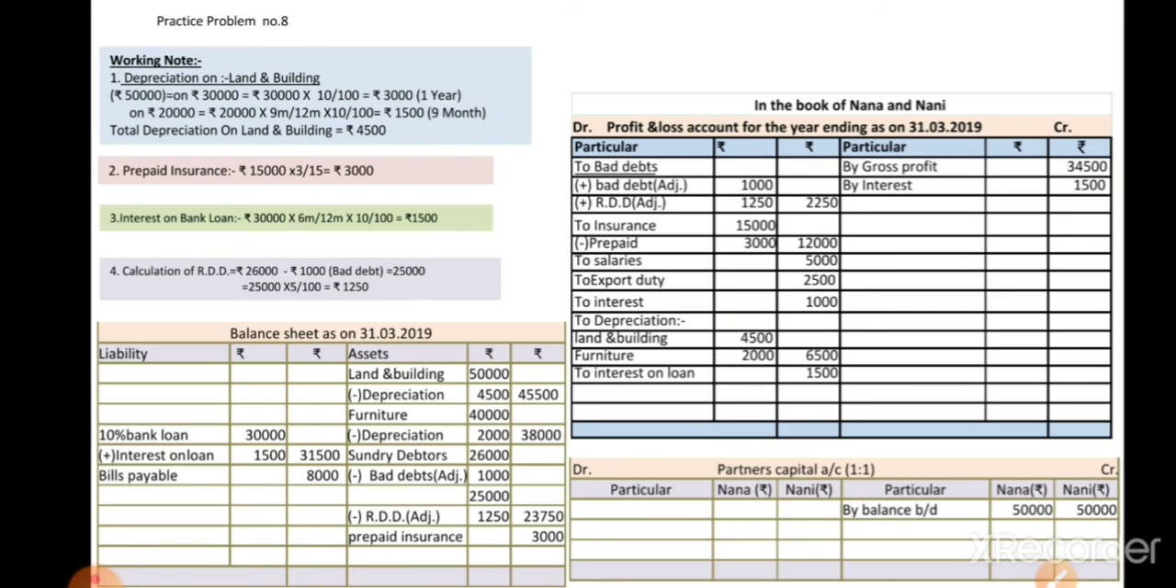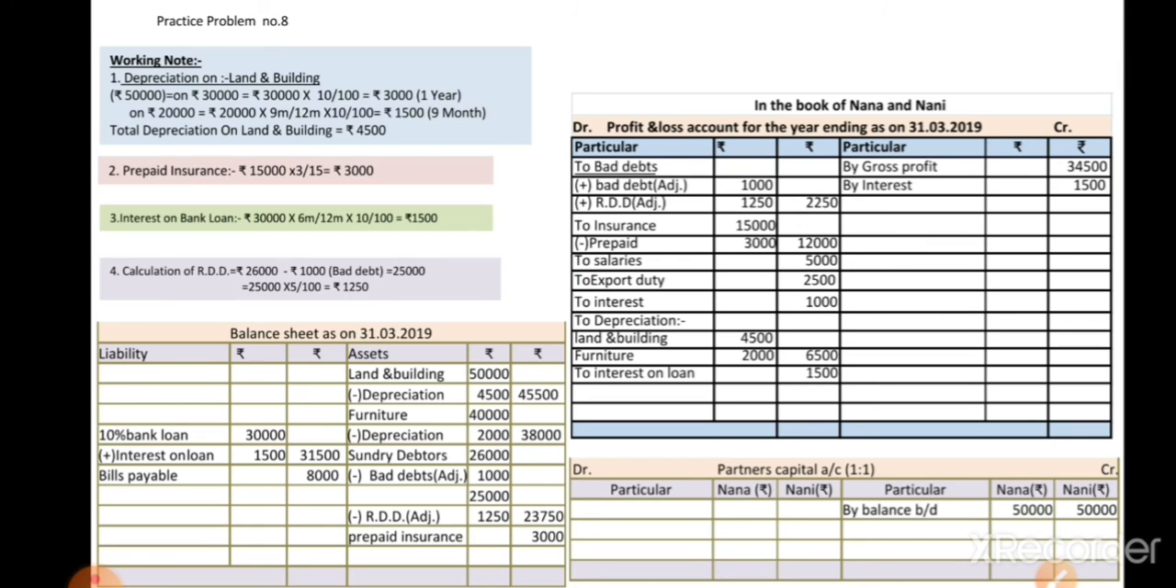And the second effect of these bad debts and RDD we show in the profit and loss account debit side. How is it shown? In the debit side, there are no bad debts in the trial balance and no RDD in the trial balance, so we just put bad debts in adjustment and RDD in adjustment. We take the total of both the items and record it in the outer column, amount of rupees 2,250.